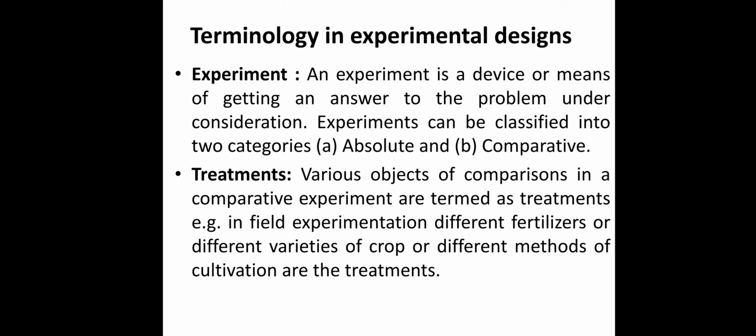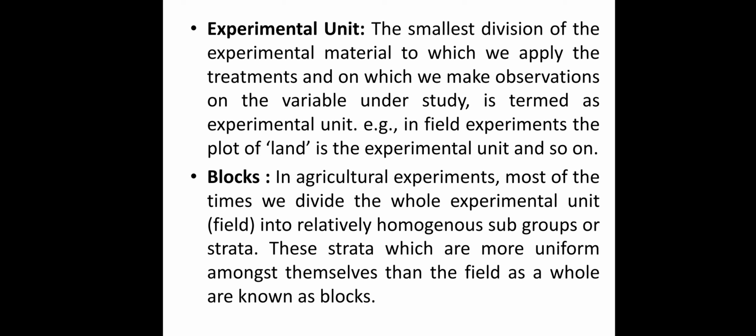Treatments: the various objects of comparison in comparative experiments are termed as treatments. Mostly the examples are agricultural, included in field experimentation. Different fertilizers, different varieties of crops or different methods of cultivation are the treatments. Now our third terminology is the experimental unit. The smallest division of the experimental material to which we apply the treatments and on which we make observations on the variable under study is termed as the experimental unit. For example, in field experimentation, the plot of land is the experimental unit, and so on.